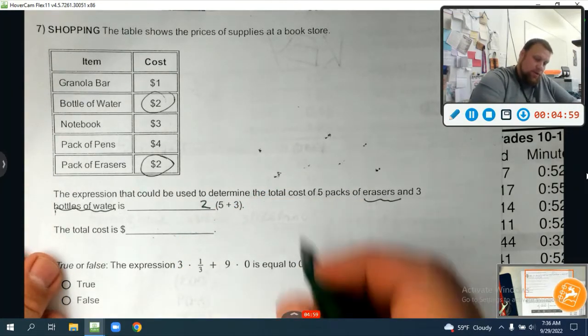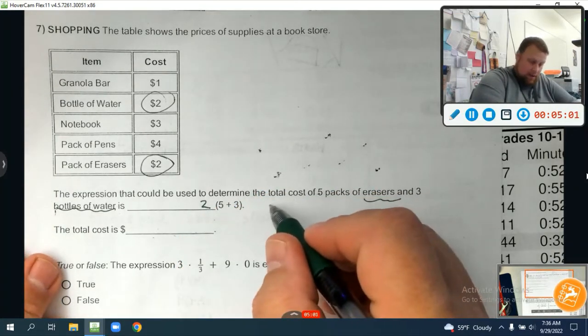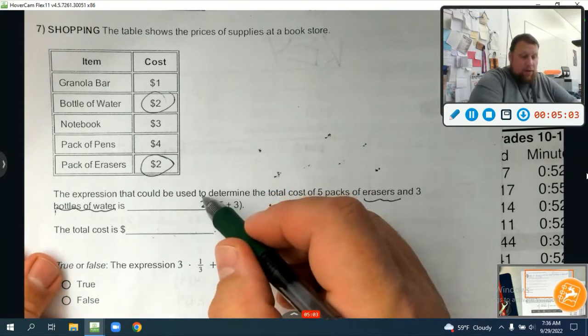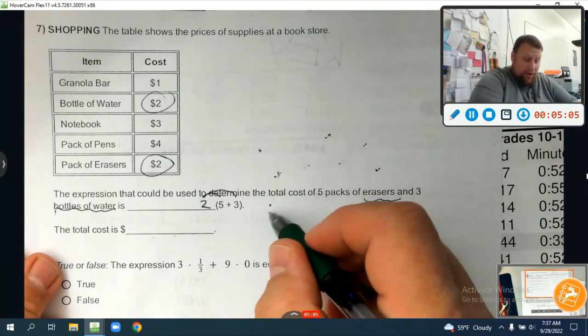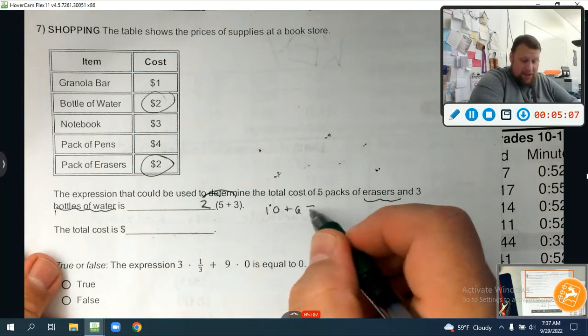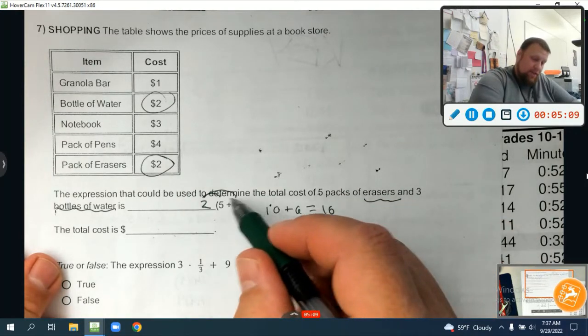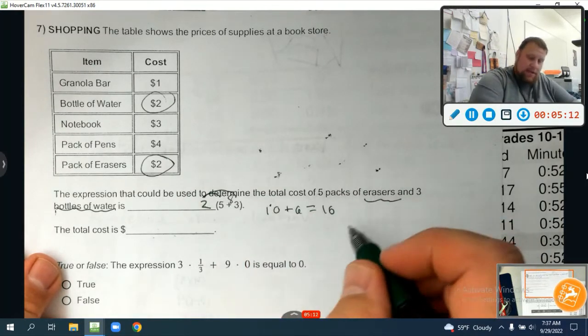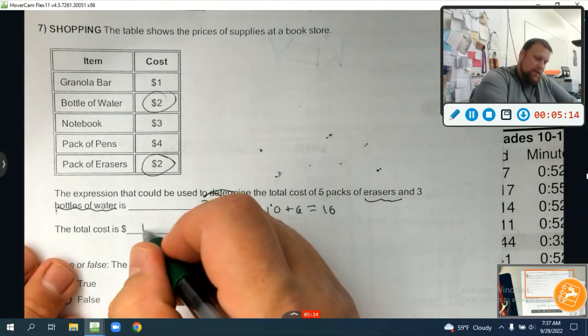So the total cost is going to be, if you want to do it the way we showed you, it would be 10 plus 6 is 16, or you can just say 5 plus 3 is 8, 2 times 8 is 16. Either way is fine, but it's going to be $16.